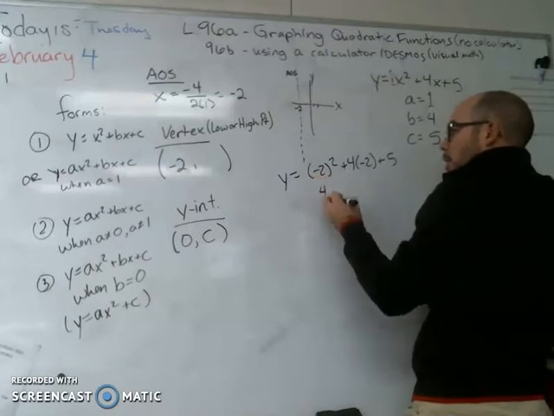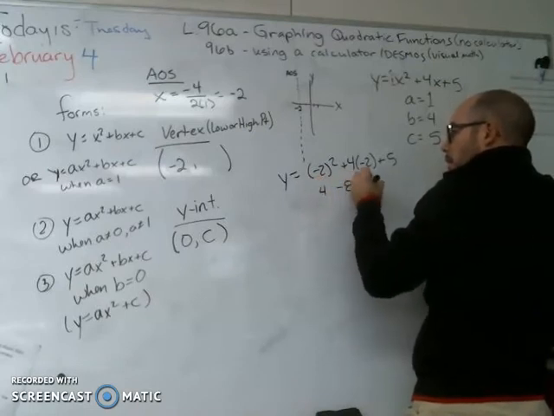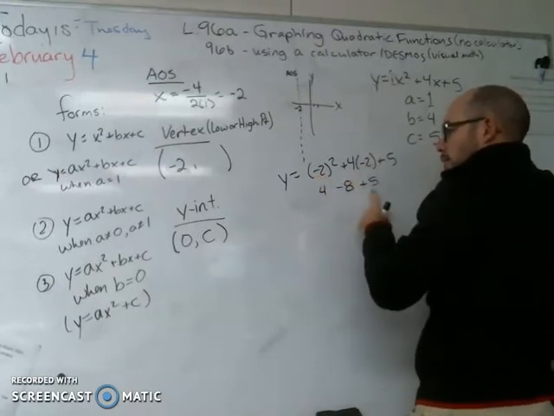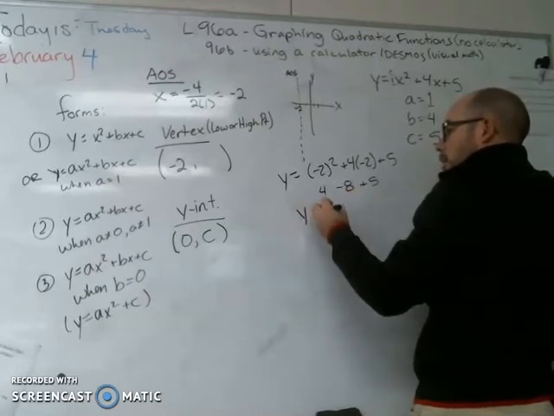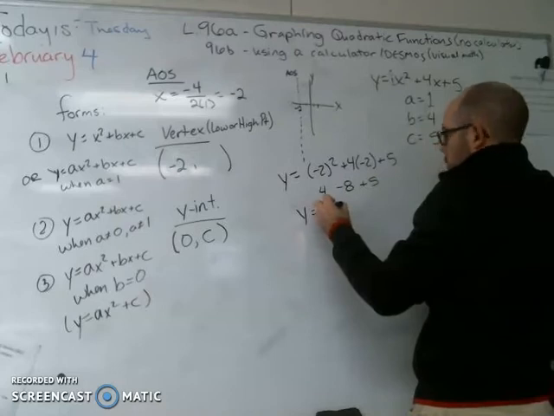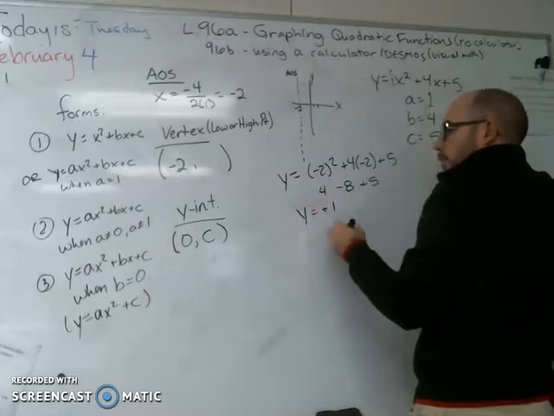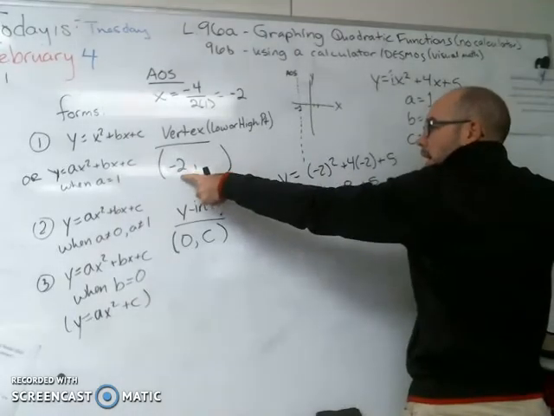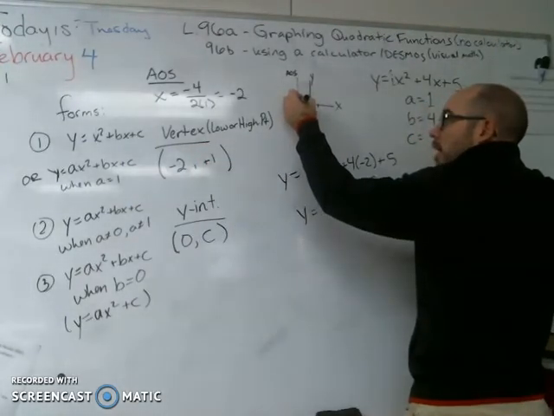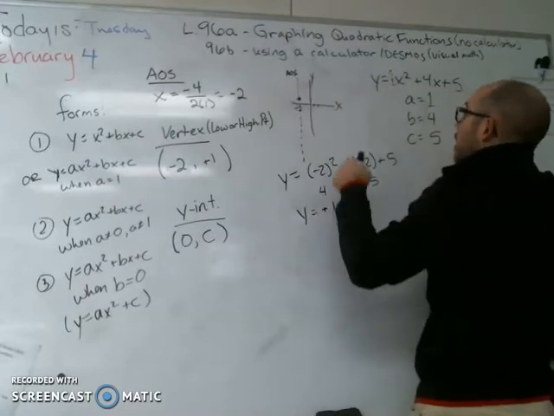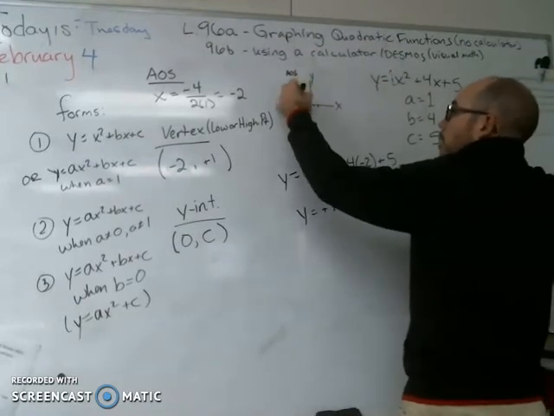We get 4 minus 8 plus 5. 4 and 5 makes 9. 9 minus 8, y equals plus 1. Okay, so I use this x, I get this y. That's where my vertex is. So we say at negative 2, positive 1. There's my vertex. This one opens up.